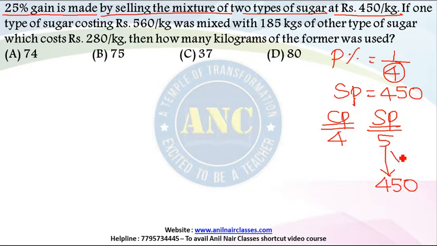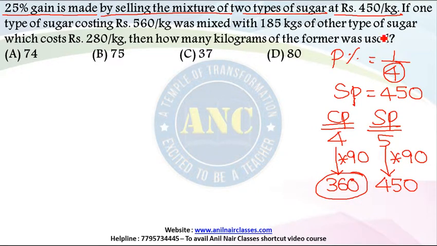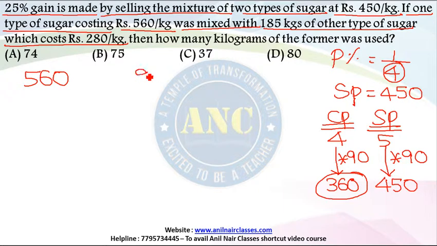5 into which number is 450? 5 into 90 is 450. 4 into 90 is 360. That means the resultant cost price of the mixture is 360 rupees per kg. That is the meaning. If one type of sugar costing 560 rupees per kg was mixed with 185 kgs of other type of sugar which cost 280 rupees per kg. That means first type is costing 560, second type is costing 280, resultant is 360 which we found out here.